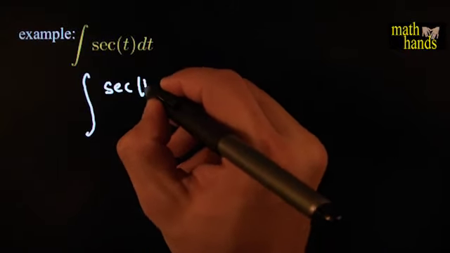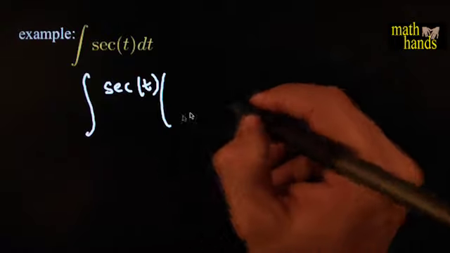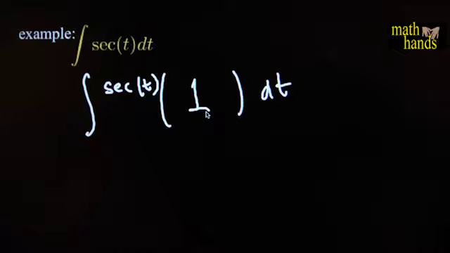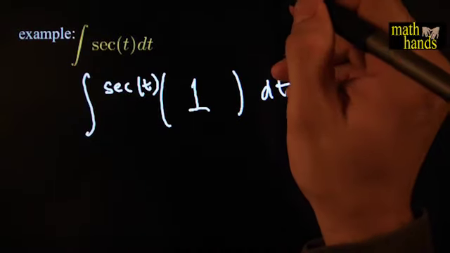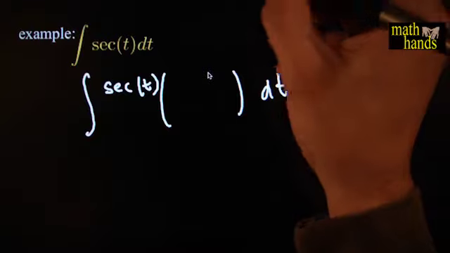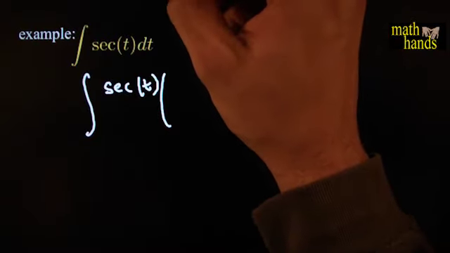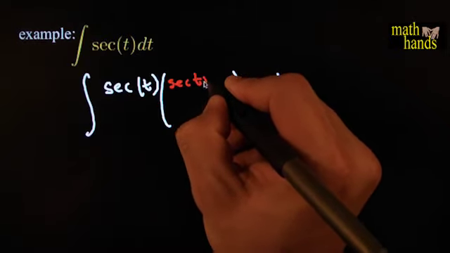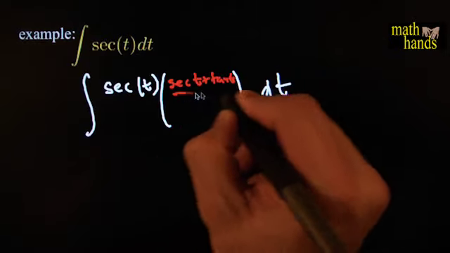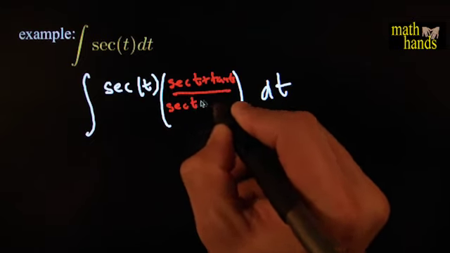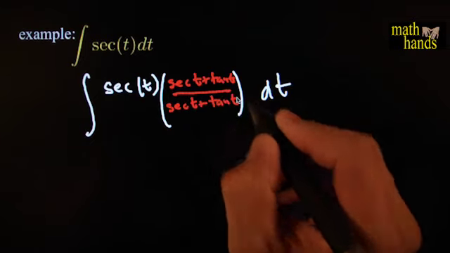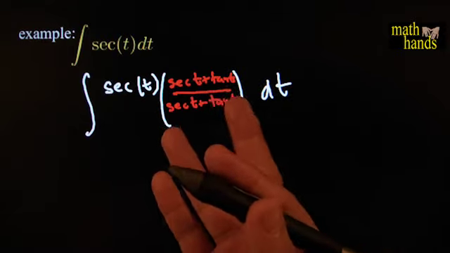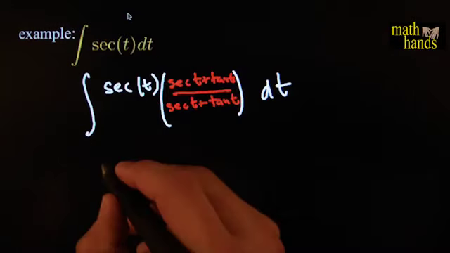You take your secant t and you multiply by something that's equivalent to 1. That wouldn't change a thing because all you're doing is multiplying by 1. Well, you don't just write the 1 that way. You write the 1 in the most amazing way you could possibly think about. You write it as secant t plus tangent t all over secant t plus tangent t. Who would have thought that's what would do the trick? It looks like it's making the problem even worse.